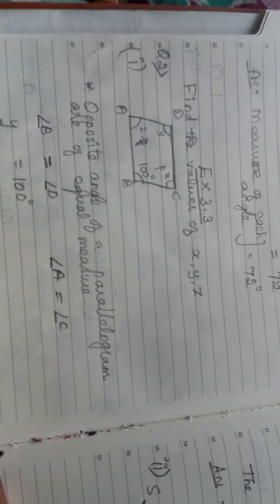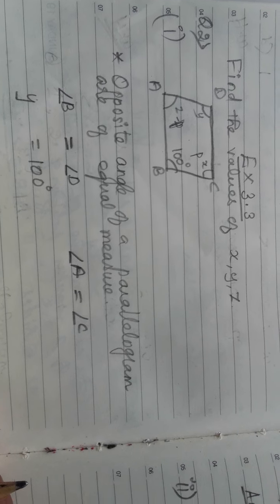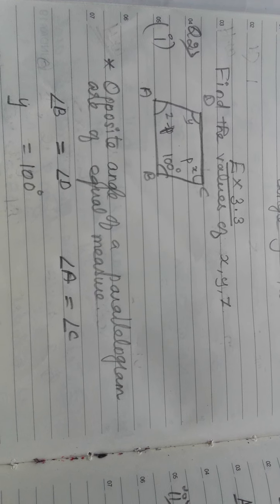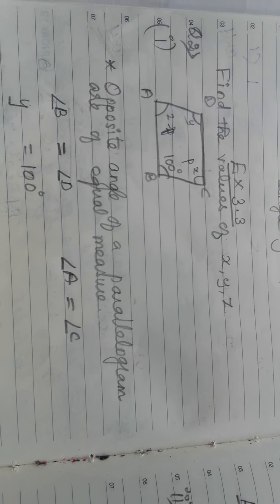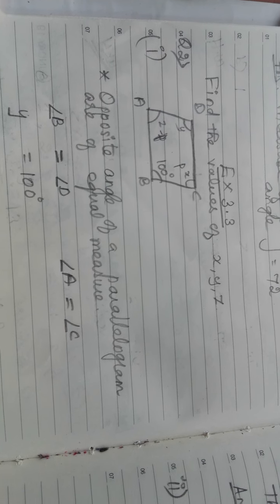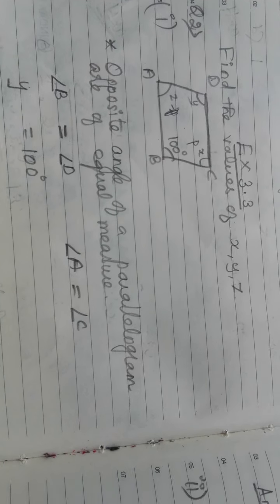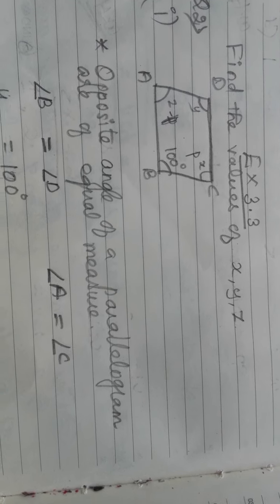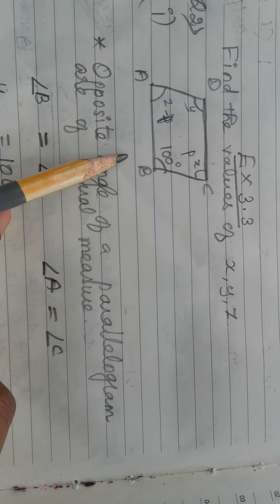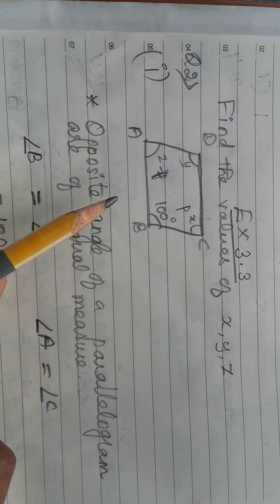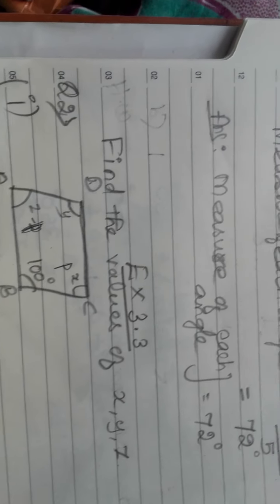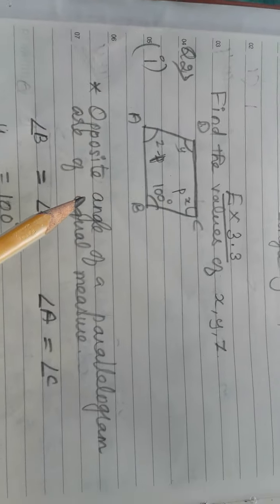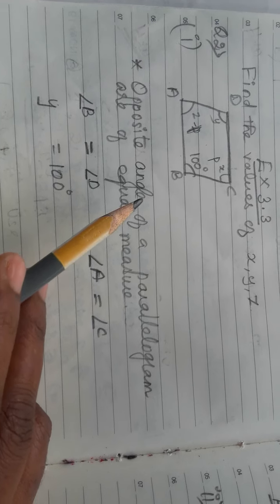Okay, so now we will move to the exercise. Okay, so the exercise number 3.3. In that question number 2, find the values of x, y, z. So if you have any doubt in this picture, you can see in the book page number 51. Okay, in the book you can see the page number 51.